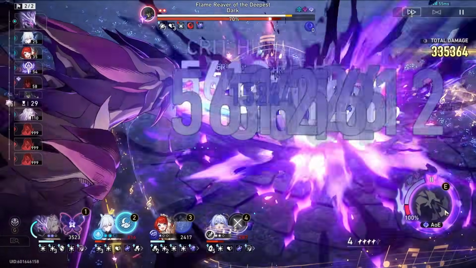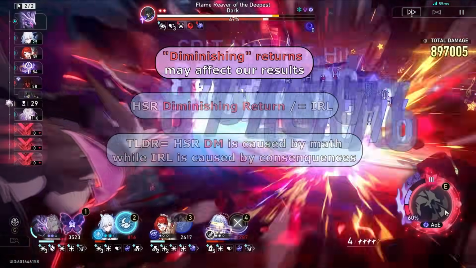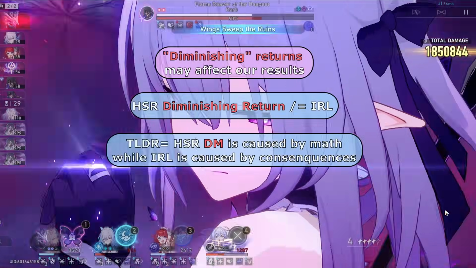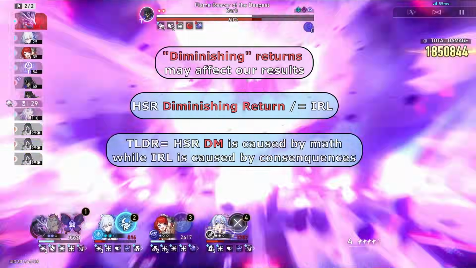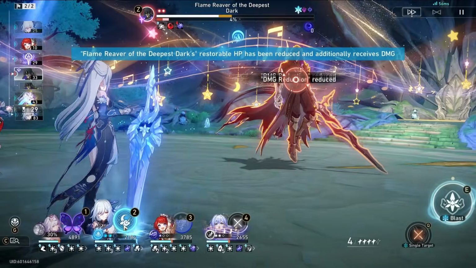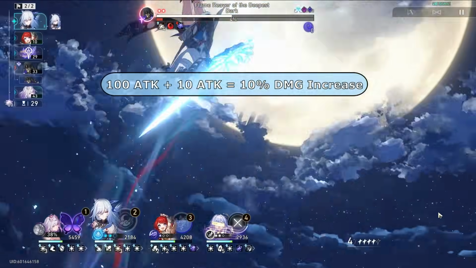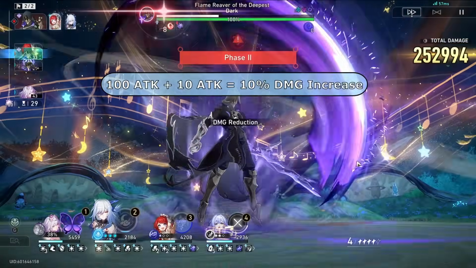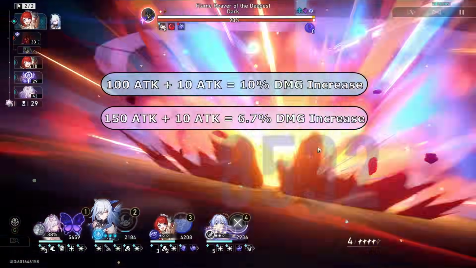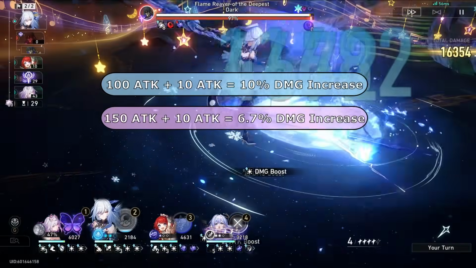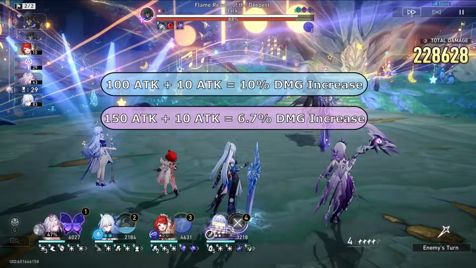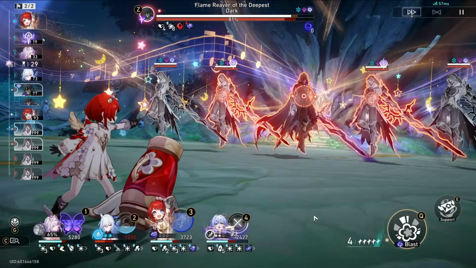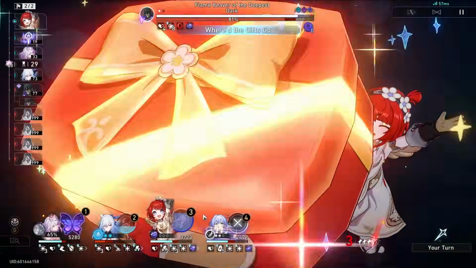The first is diminishing returns, and while there is no real diminishing returns in the game, as there's no soft cap or anything of that sort, it does technically exist. For example, if you have 100 attack and gain 10 attack, well, that's a 10% damage increase. But if you have 150 attack and gain the same 10 attack, going from 150 to 160, that's only a 6.6% damage increase. So the more you stack a stat, the less impactful each new bit becomes.